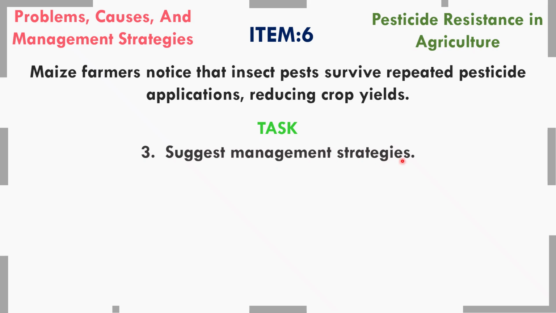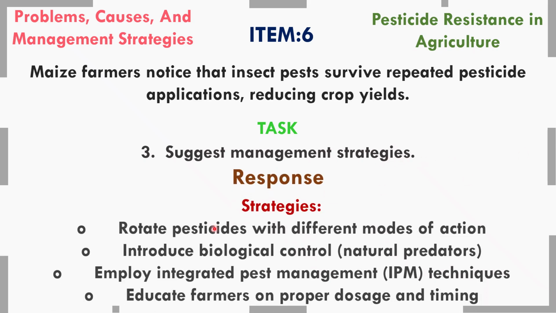Suggest management strategies. The strategies: rotate pesticides with different modes of action, introduce biological control, that is natural predators, employ integrated pest management, IPM techniques, and educate farmers on proper dosage and timing.